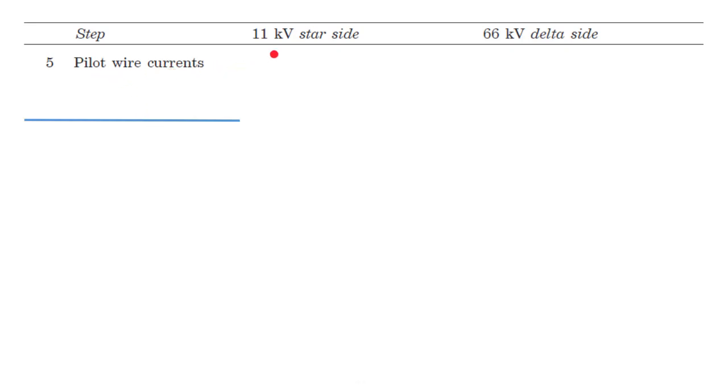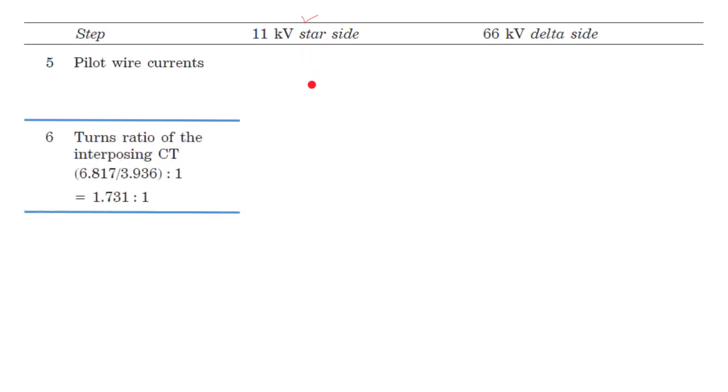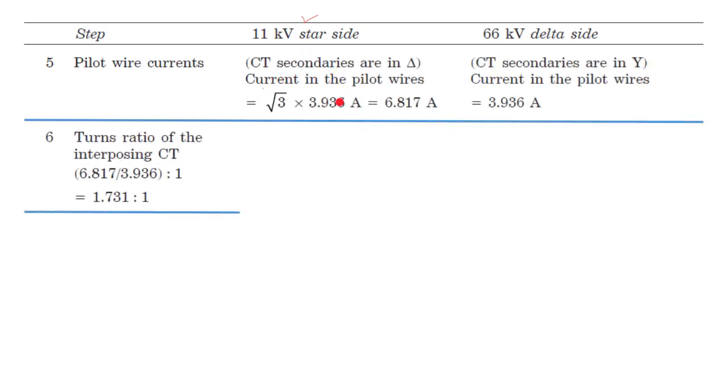Step 5 is the pilot wire current. How do we find it? Because this is the star side, the primary side, the CT will be connected in delta fashion. Delta fashion means the current in the pilot wire will be root 3 times the current in the winding, that is 3.936, so it will become 6.816 ampere, right. Similarly, in the star side, because the phase current and the line current are the same, the current in the pilot wire will be 3.936.